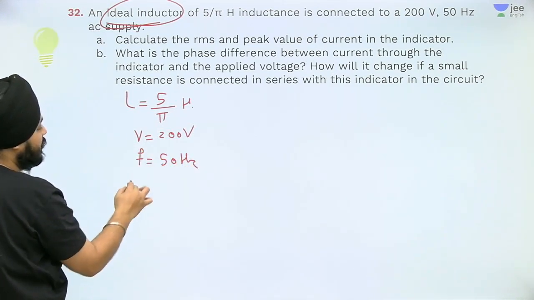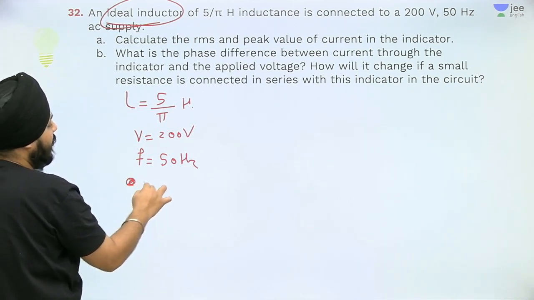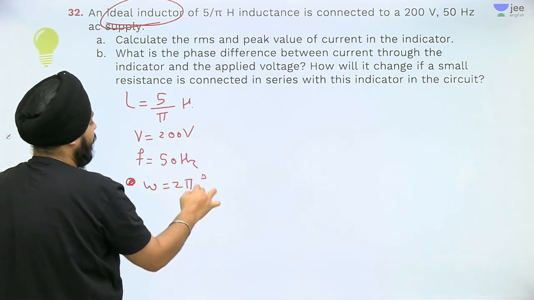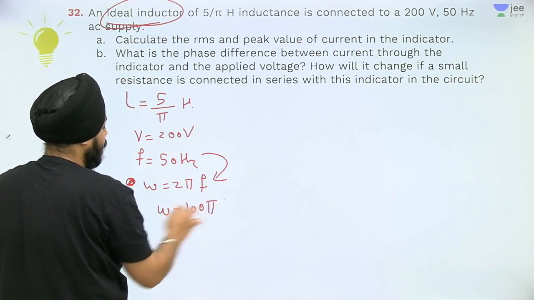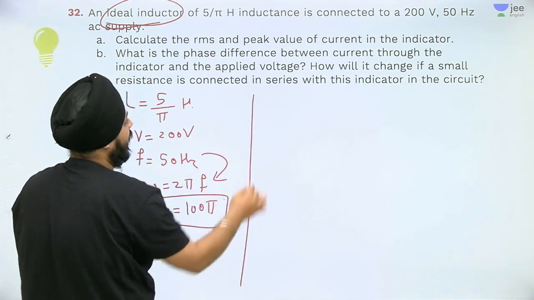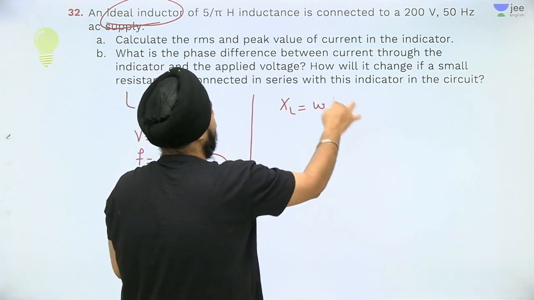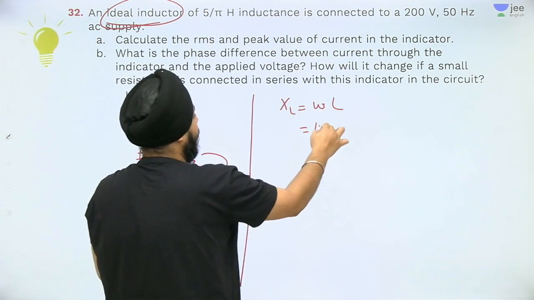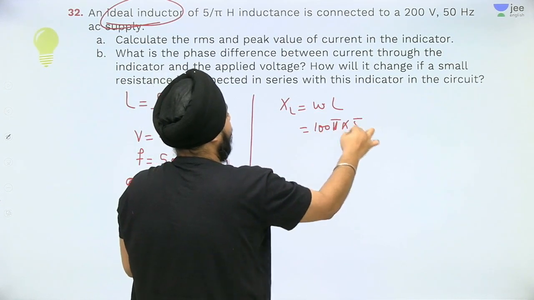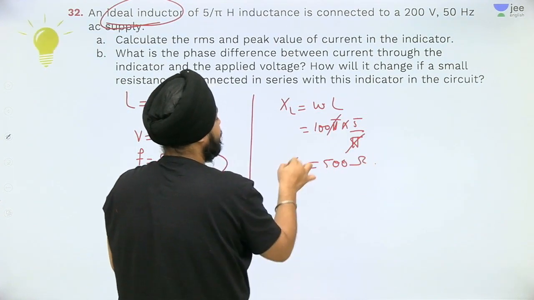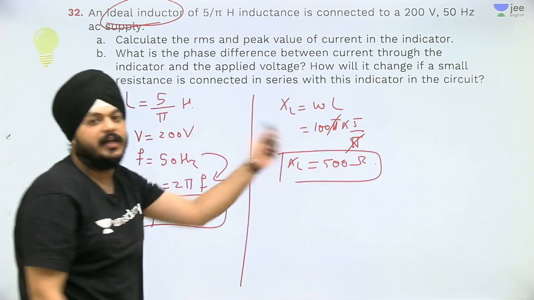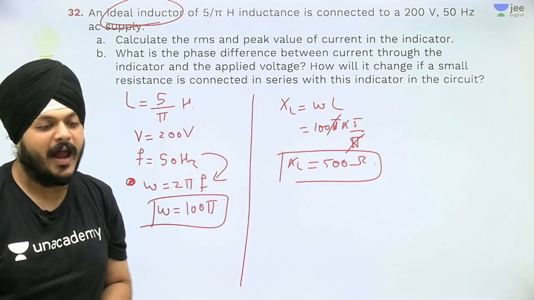See, I am using this equation. Can I replace omega is equal to 2 pi f? Replacing this equation, I am getting omega is equal to 100 pi. Right? So using the equation of omega, I am getting XL equal to omega L. So that would be 100 pi into 5 by pi. So I am getting the value of the reactance as 500 ohm. XL is equal to 500 ohm.